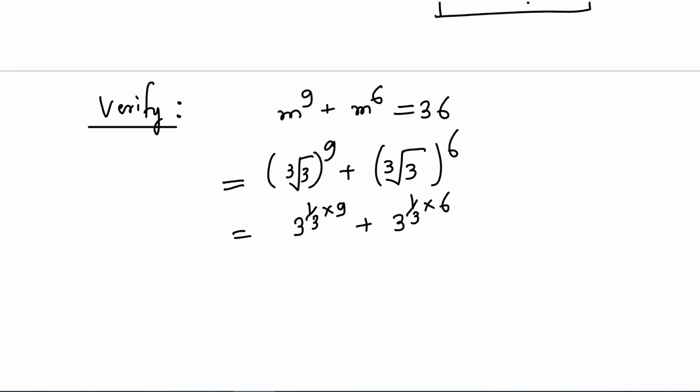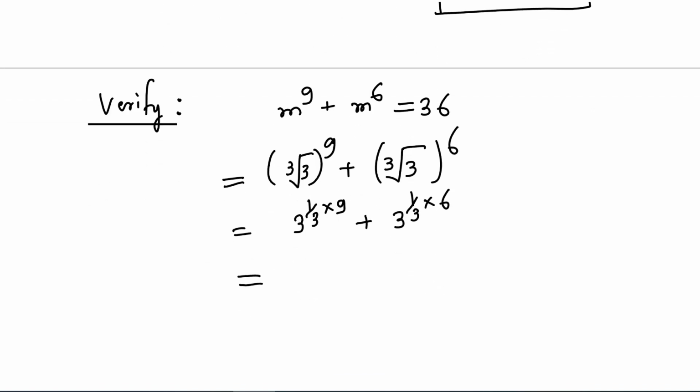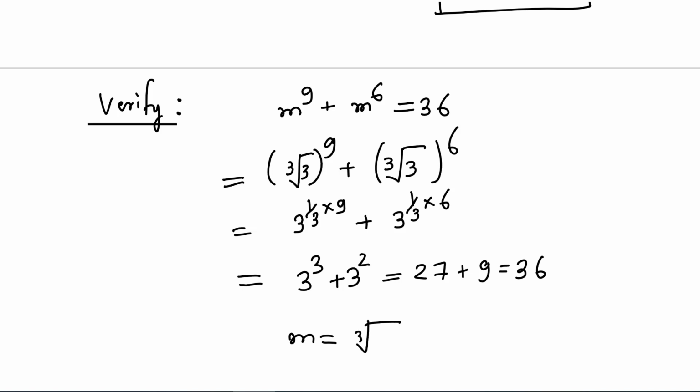So what will we have? We will have 3 raised to the power 3 plus 3 raised to the power 2, that is 27 plus 9, which is equal to 36. So this is the solution. In this case, m equal to the cube root of 3 is the solution for this problem.